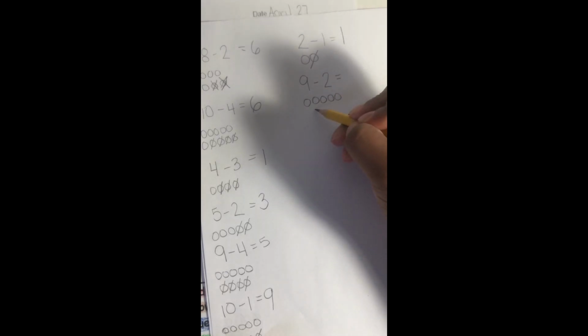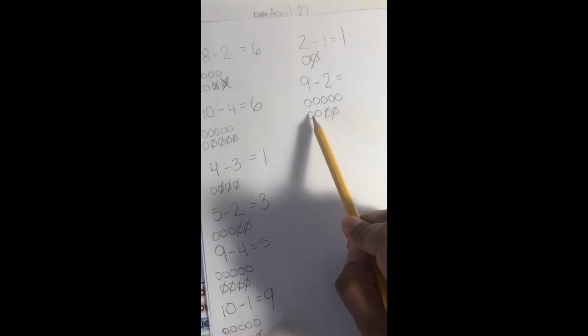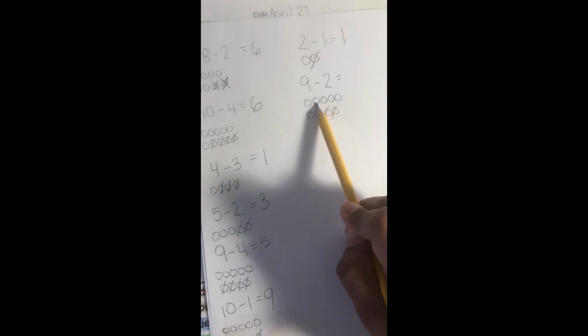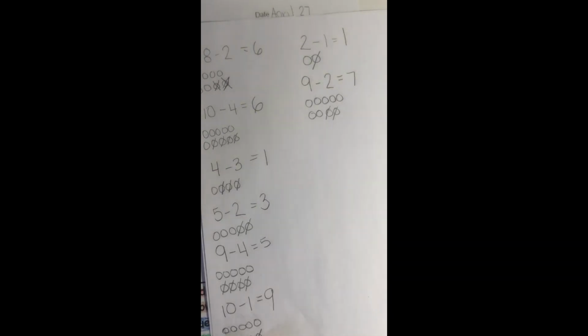okay, if you have 9 circles, and then take away 2, just 2. 1, 2, how many do I have left? Let's count together. 1, 2, 3, 4, 5, 6, 7. So 9 minus 2 equals 7.